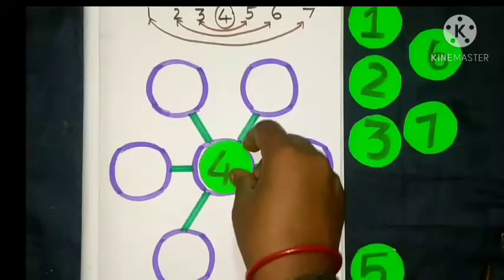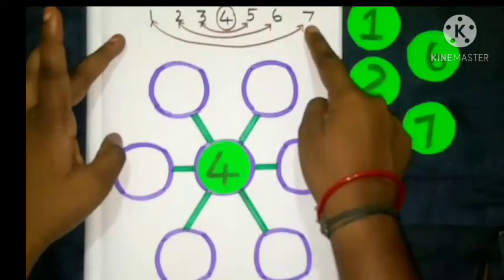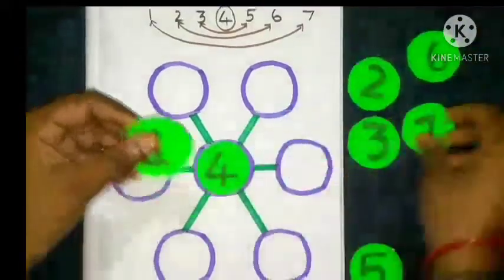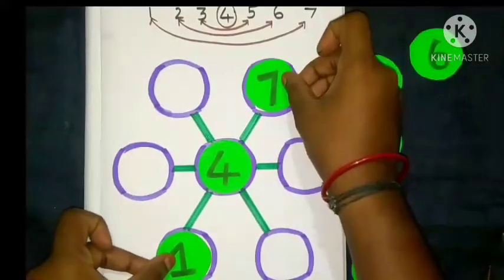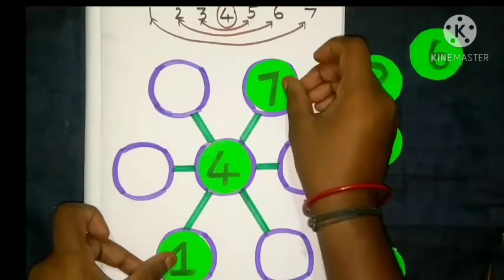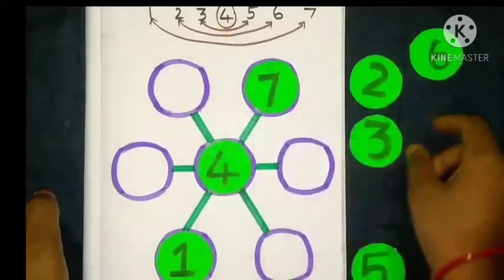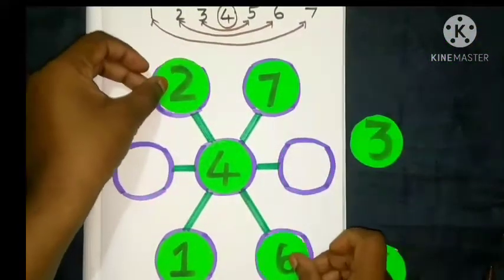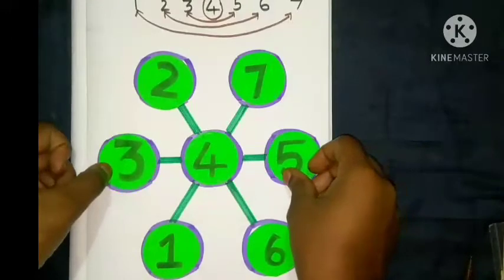So place 4 here. Then you have to place the first arrow, that is 1 and 7. Students, it's clear now. Place 1 and 7 in a straight line. You can place them here or here, but you have to place 1 and 7 in a straight line. So let's place 1 and 7 here. Then place 2 and 6, the second arrow, here or here. At last 3 and 5, the last arrow. Place 3 and 5 here.